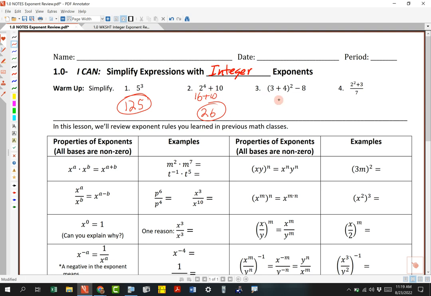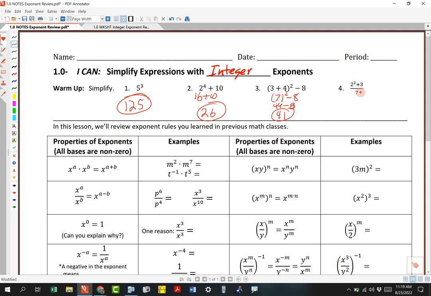Somebody raise their hand for the next one, number 3. Dane? 41. Dane got 41. Let's check and see if he's right. Now, if I understand what people are doing correctly, this right here, parentheses, you'd get a 7. We're going to square that, and then we're going to subtract the 8. 7 squared means 2 7s, so that would be 7 times 7 is 49. And then we're going to subtract the 8. We get 41. Everybody good with that?